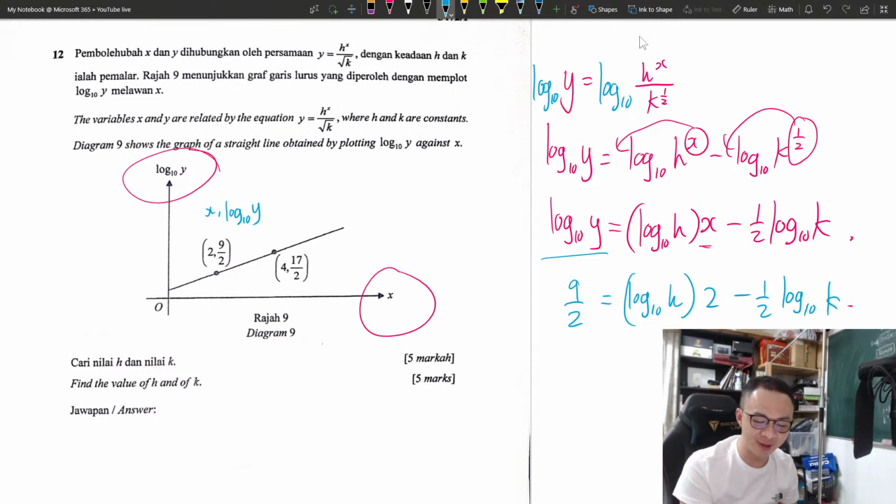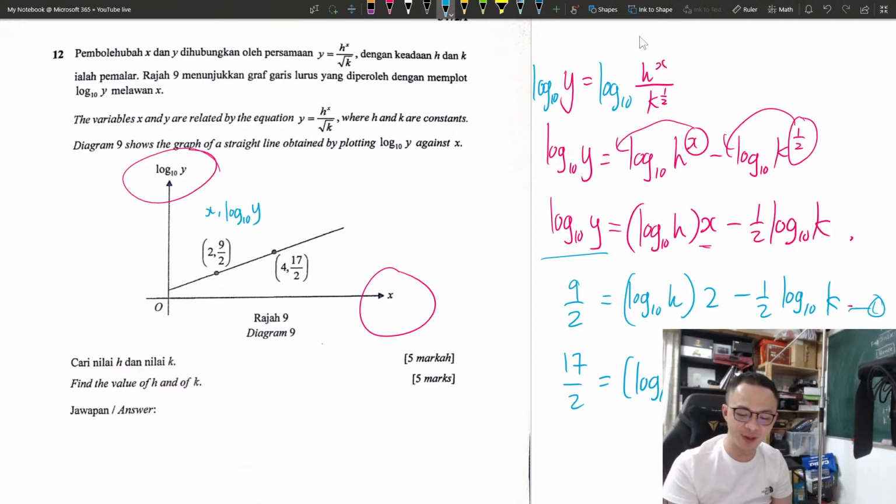Alright, then I will do the same thing for the second equation. This one will become 17 over 2, then I have log 10 h times 4, minus 1 over 2 log 10 k. Alright, this is the first equation. This one is the second equation. If I want to eliminate the so-called log 10 k, because both of them are the same thing, isn't it? So I can just say the first equation minus the second equation, isn't it? Alright, so 9 over 2 minus 17 over 2, you will get negative 8 over 2, which is minus 4. You type it in the calculator, right?